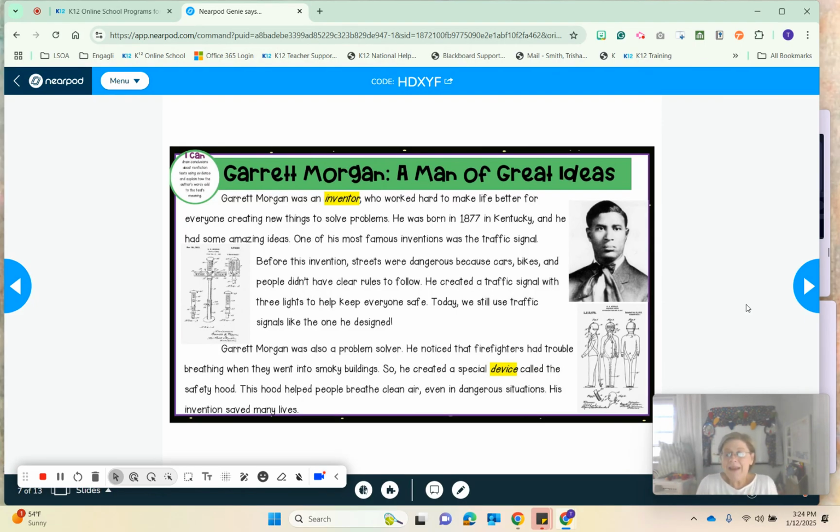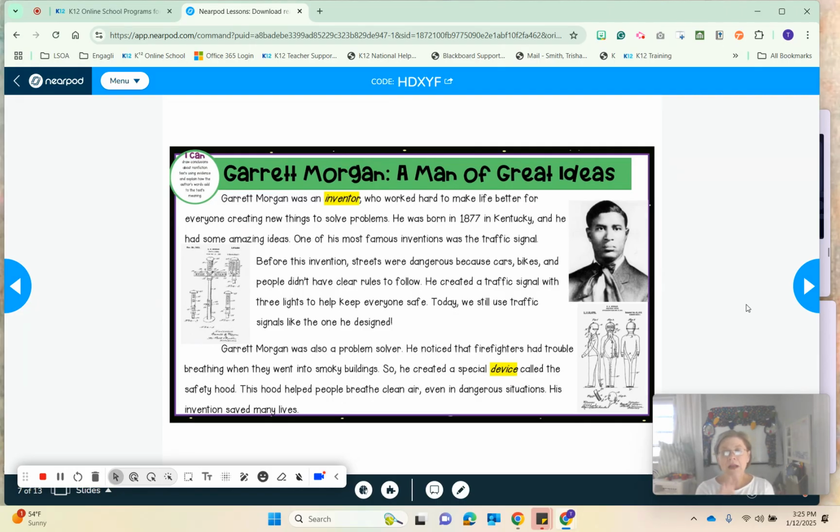So, what is a device? I've heard of the word, but if y'all said, Miss Smith, I don't know what a device is. Can you give me the exact definition? I don't know if I could, but I'm sure within this passage there is the definition.